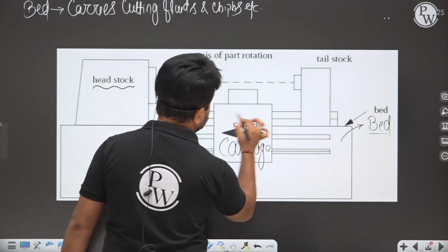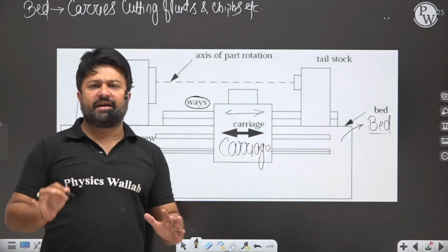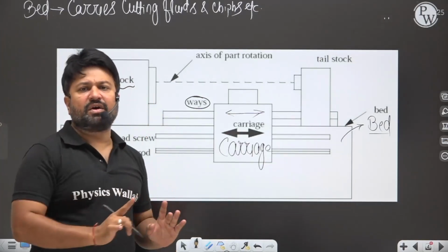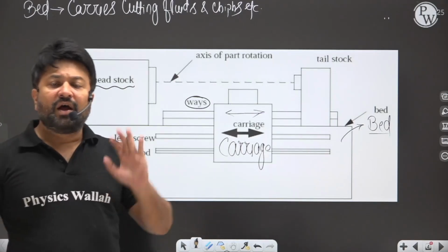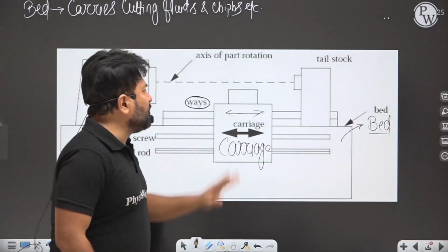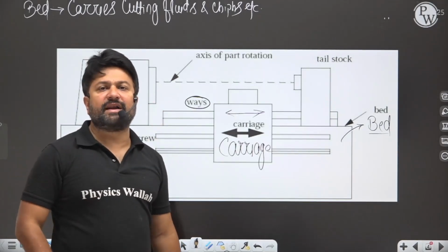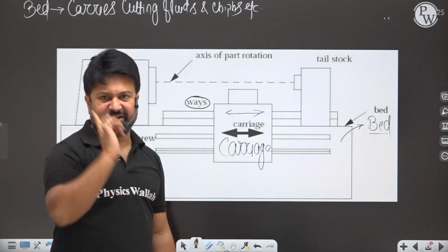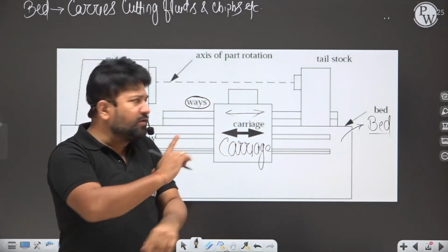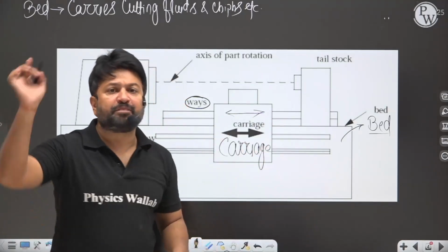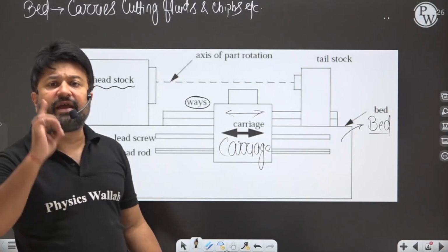The carriage will do a linear motion. On the carriage there is a tool post, and in the tool post we mount a tool. So this part of the lathe carries the cutting tool and moves, and the linear motion depends on the rotation of the lead screw or lead rod.